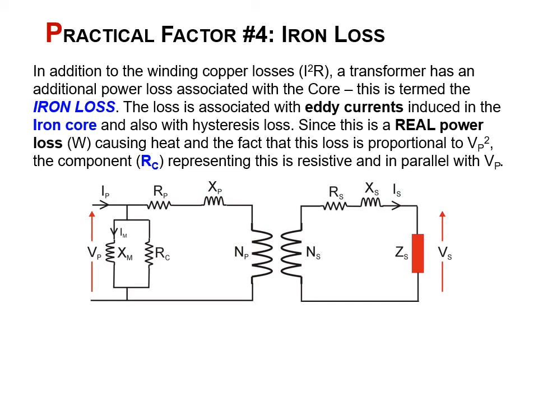And the last practical factor in generating this equivalent circuit is iron loss. There are additional losses associated with the core, and we group them and call them iron losses. And there are two components to this iron loss. One is eddy currents, and one is hysteresis loss.